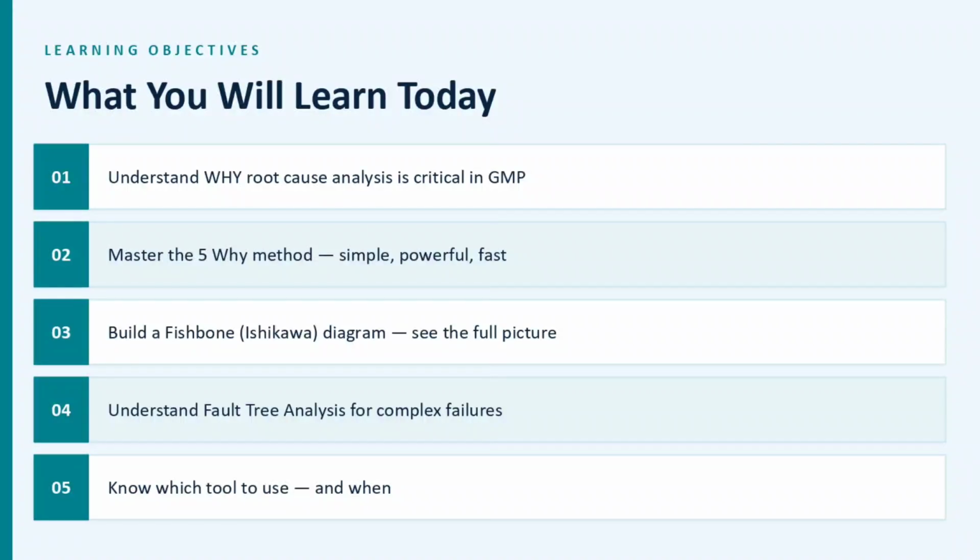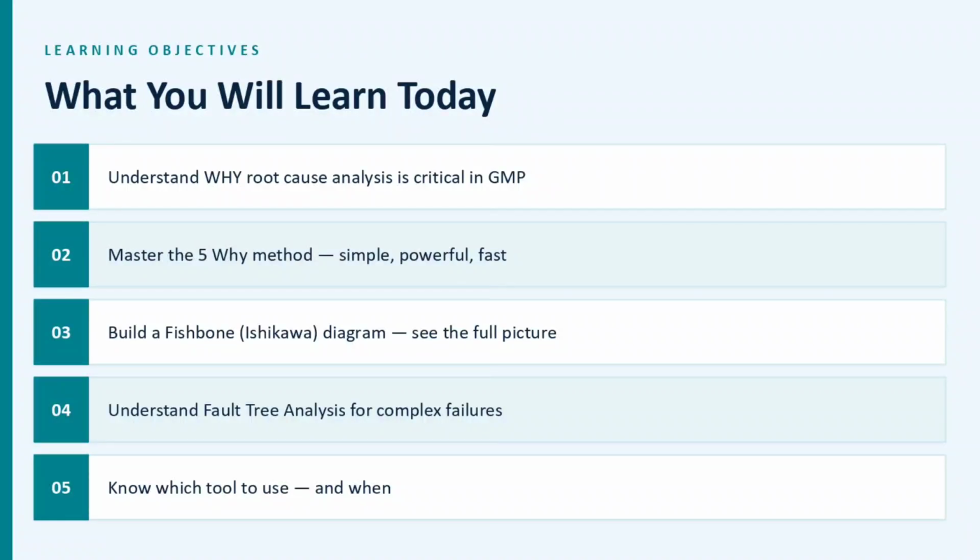Number 1, you will understand why root cause analysis even matters in a GMP environment. Because some people treat it like a paperwork exercise. It is not. Number 2, the 5 why method. This is the most commonly used RCA tool and the most misunderstood. We'll fix that today. Number 3, the Fishbone Diagram. This is a visual brainstorming tool that helps you see all possible causes at once. Number 4, fault tree analysis. This is the most advanced of the 3, and we'll walk through how it works. And number 5, we'll compare all 3 tools and give you a clear decision guide. Which one do you pick for which situation?